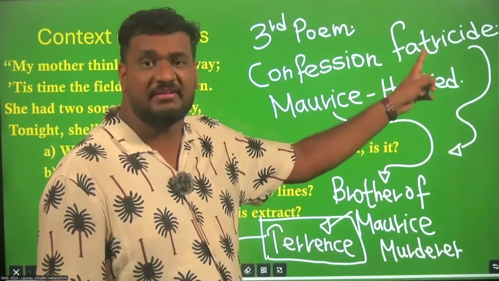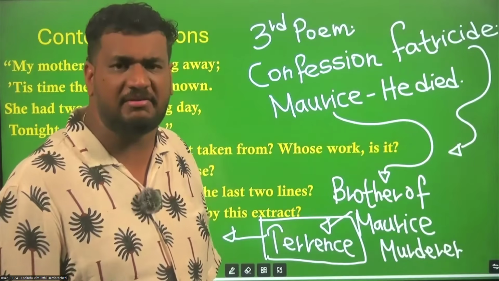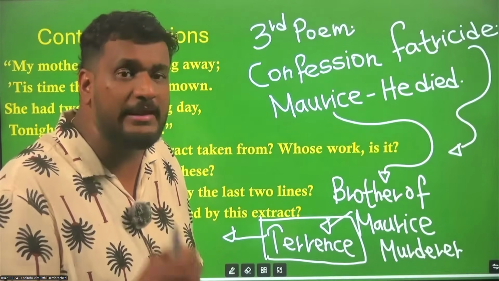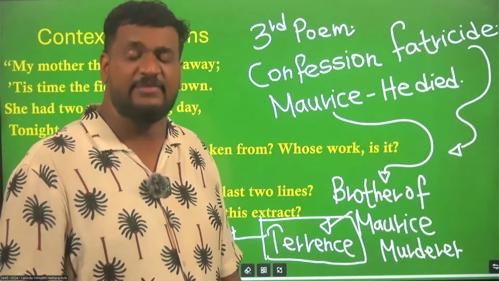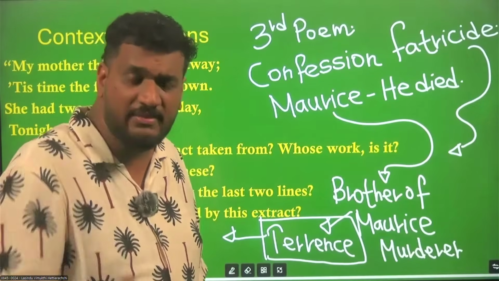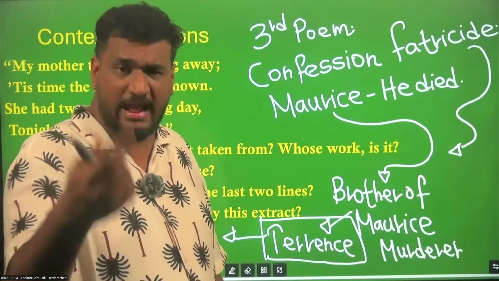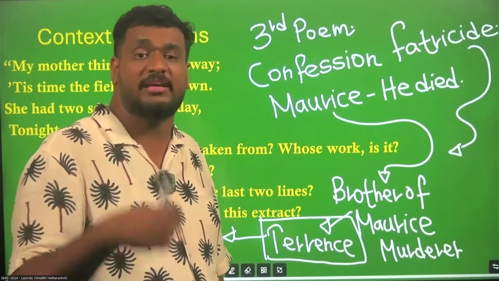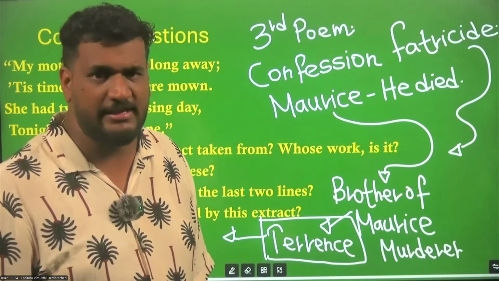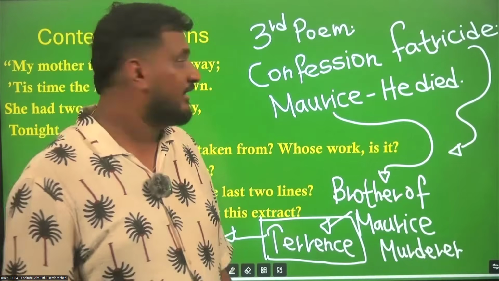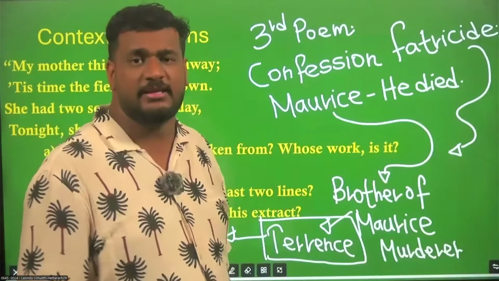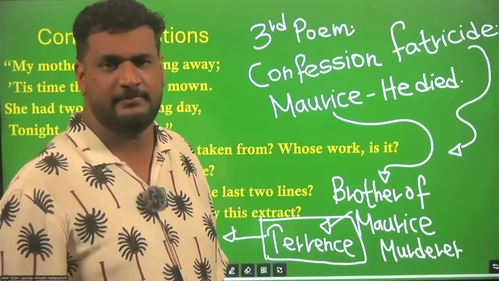Remember the word, fratricide. What do you mean by fratricide? You are killing your family members. If you kill your mother, your father, your brother, your sister, grandmother, grandfather, it is known as fratricide, not suicide. Suicide means you are killing yourself. This particular poem deals with the idea of fratricide.